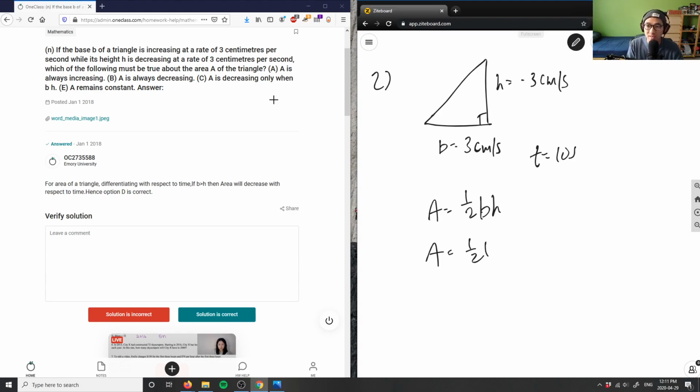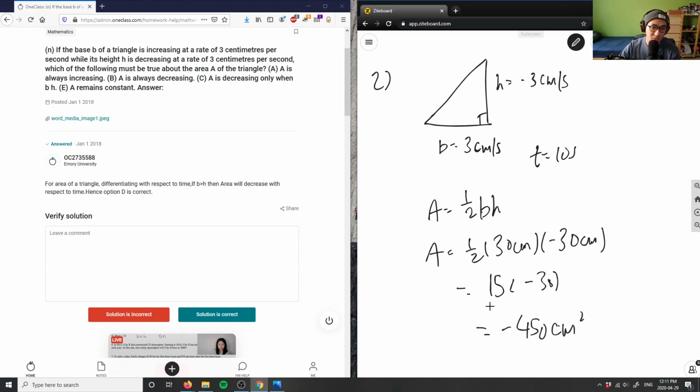So if t equals 10 seconds here, then my base would be 30 centimeters, and my height would be negative 30 centimeters here, right? And you would get a value of, let's see, 15 times negative 30, which is negative 450 centimeters squared here. So this would give me a negative area, which doesn't really make sense here, because again, this is simply the rate at which it decreases here.